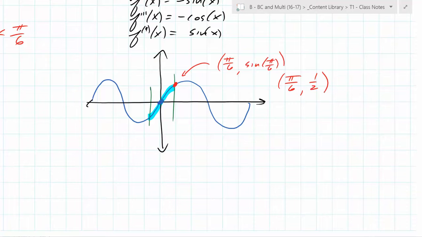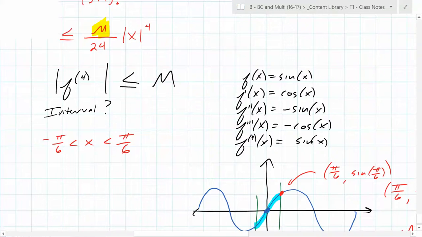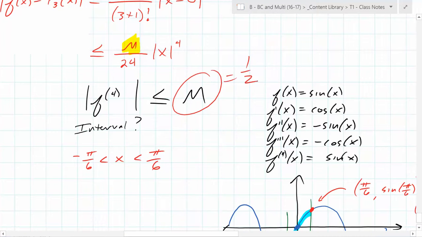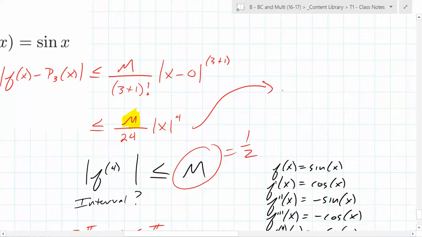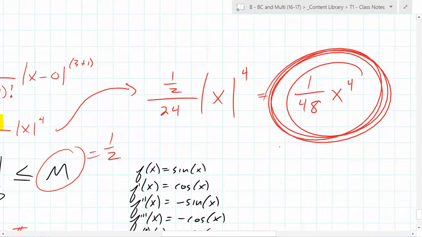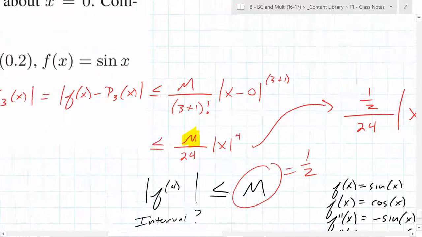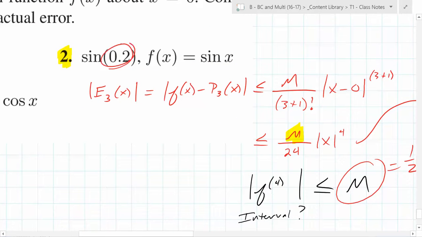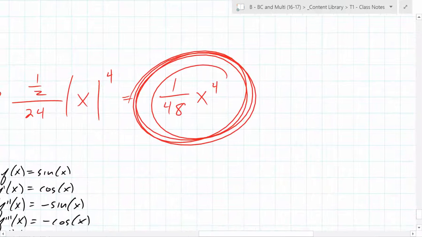So if we chose pi over 6, let's finish this first. We're going to say m is equal to what? What's m equal now? 1/2. So we take that. We say m is equal to 1/2. So what does this equal? 1/2 over 24 x to the what? 4th. So what is that? 1 over what? 48 x to the 4th. This is the maximum error depending on what you plug in for x. Oh, what are we plugging in for x? So could we make an estimate right now? This would be the max error of the estimate.